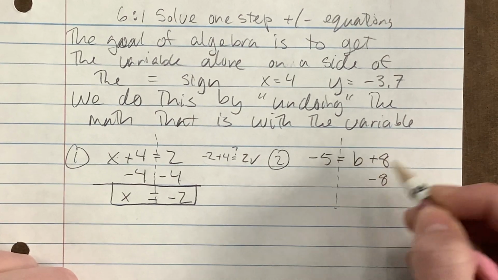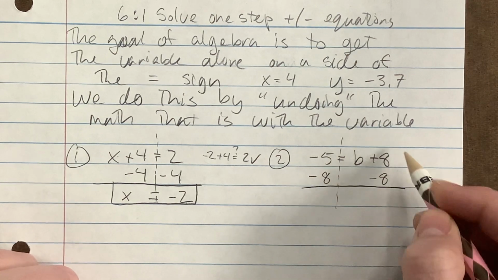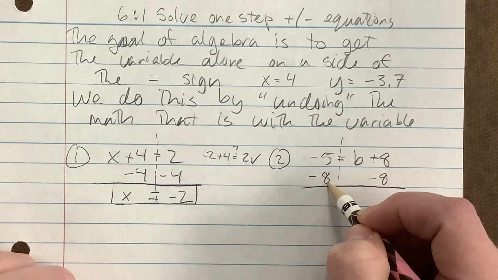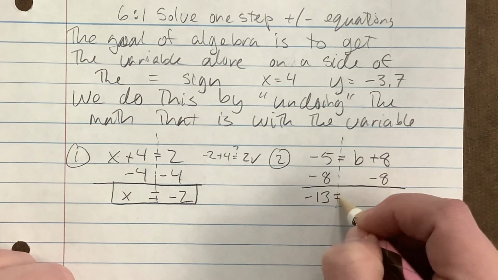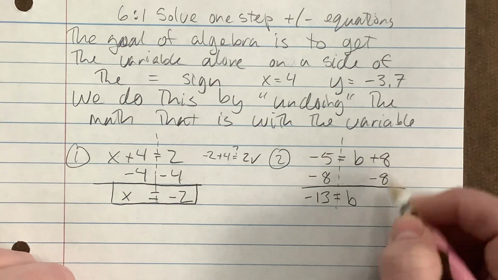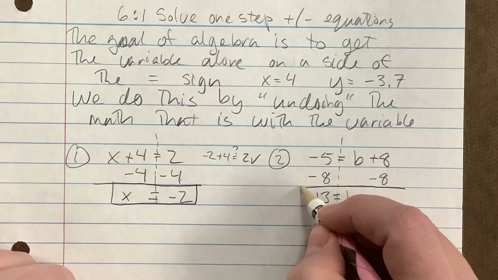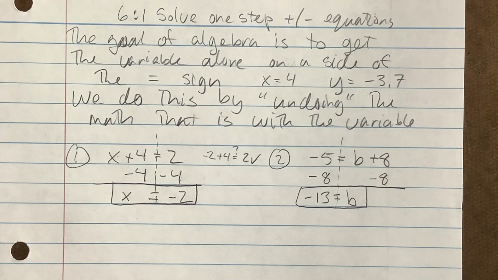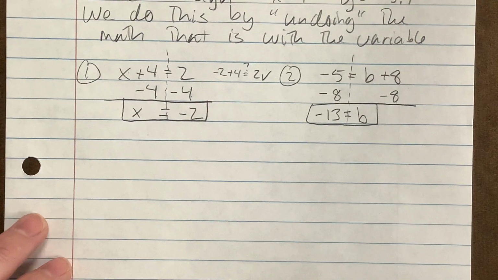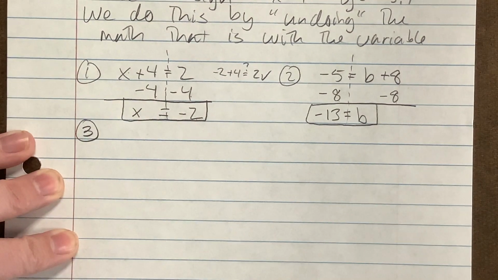And then we need to make sure whatever we do on one side, we do to the other side. Okay? -5 plus -8 is going to be -13. Bring down the equal sign. Bring down the b, and then 8 minus 8 is 0, and I don't have to write 0 because it doesn't change the value. Thank you, additive identity, and we're done. Okay? There we go. Like, this is algebra. This is it, friends. Oh, I love it so much. Whew. All right. Let's do this again.